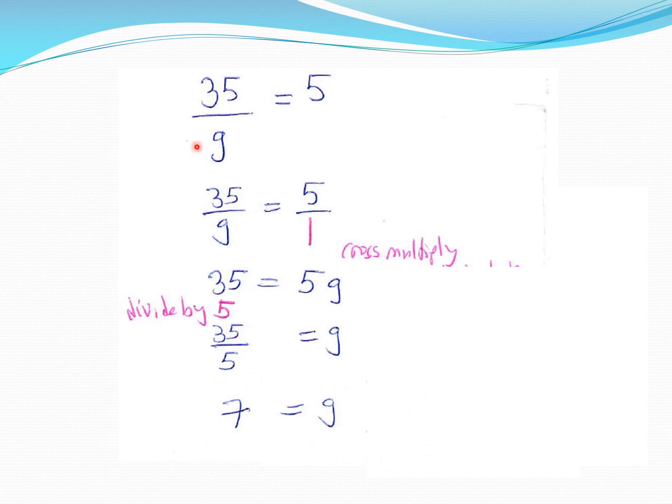So fill it in there, just check your answer. 35 over 7 is equal to 5. And that's correct.